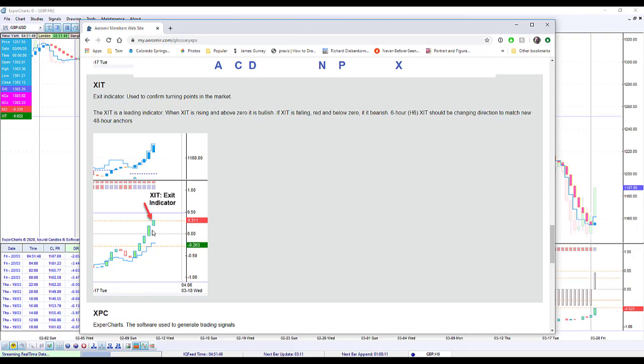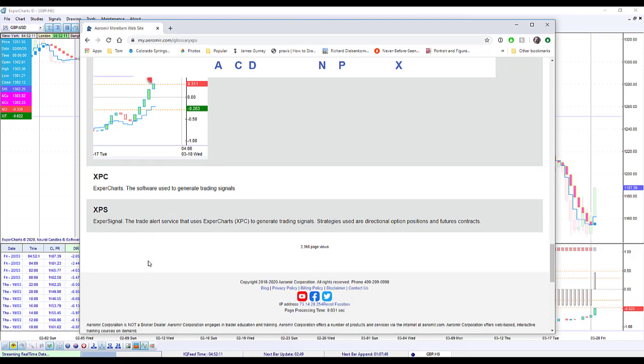But that's the XIT. And you can also use this on the 6-hour chart. So when we look at the neural candle indicator, the NCI, and that switches, we also want to see XIT on the 6-hour chart rising. It doesn't have to be up to 0 yet because it lags a little bit from the 2-hour chart, but we want to see XIT going up for a bullish signal, or going down for a bear signal.